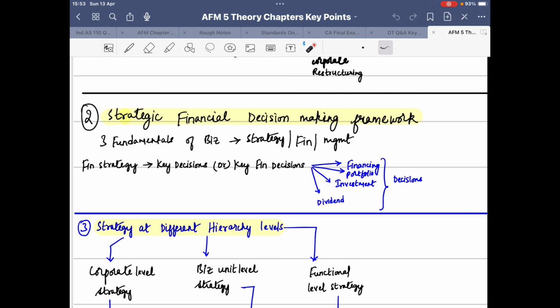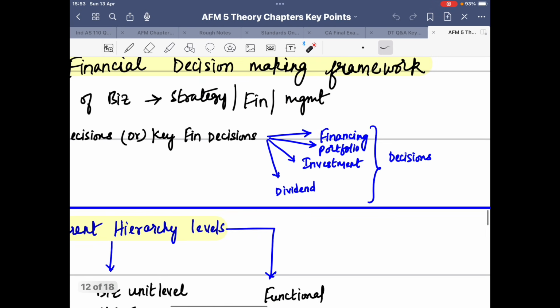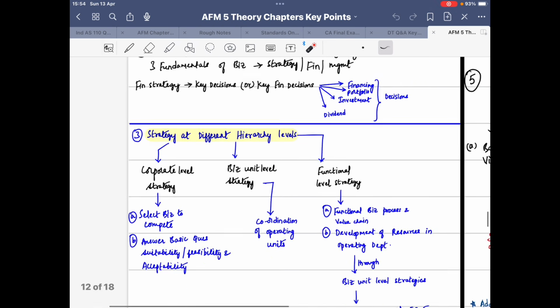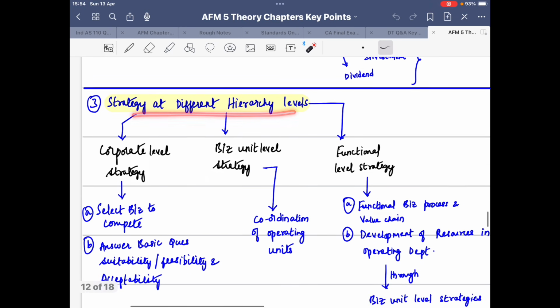Three fundamentals of business: strategy, finance and then management. Financial strategy, key financial decisions such as financing decisions, portfolio decisions, investment decisions and then the dividend decisions. Strategy at different hierarchy levels.